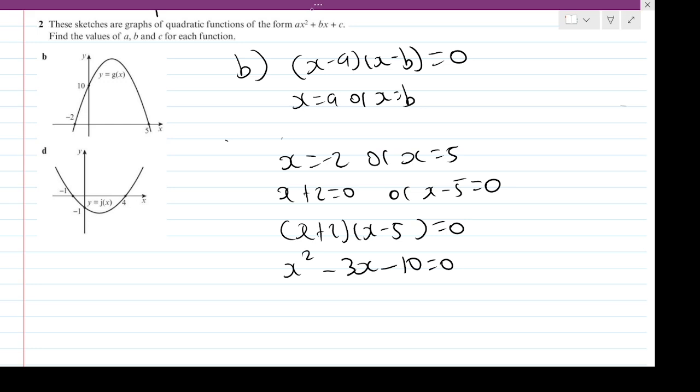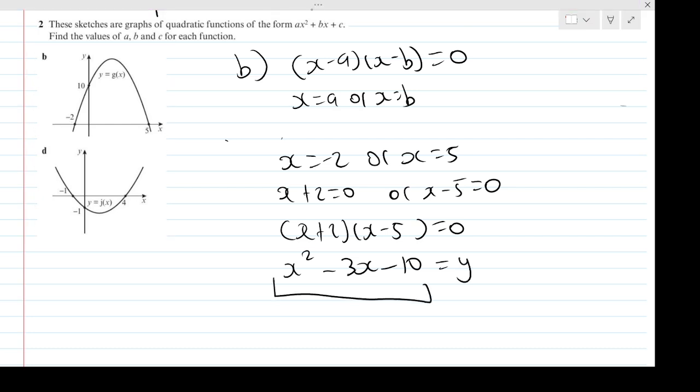But it's equal to 0. But we can just ignore that, because 0 is specifically when it crosses the x-axis. For the whole curve in general, we can just say that's equal to y. So the whole quadratic in general is this. Okay, cool.